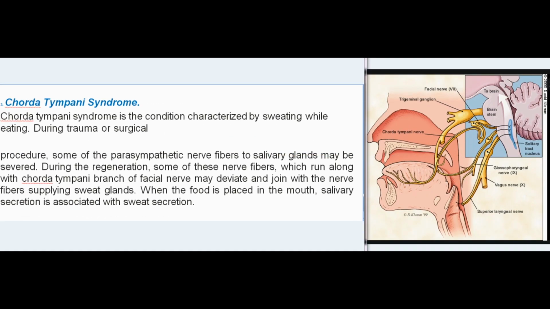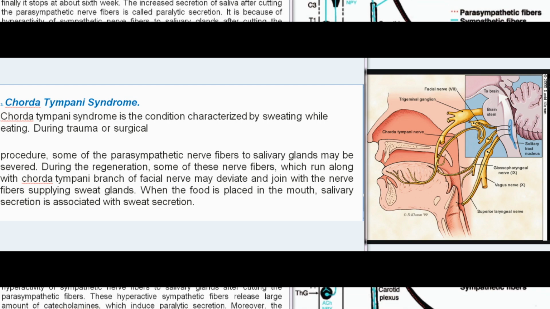Chorda tympani syndrome. Chorda tympani syndrome is the condition characterized by sweating while eating. During trauma or surgical procedure, some of the parasympathetic nerve fibers to salivary glands may be severed. During the regeneration, some of these nerve fibers, which run along with chorda tympani branch of facial nerve, may deviate and join with the nerve fibers supplying sweat glands. When the food is placed in the mouth, salivary secretion is associated with sweat secretion.